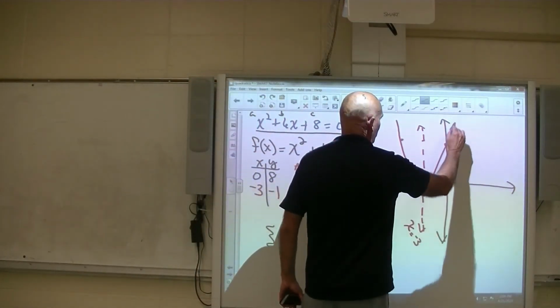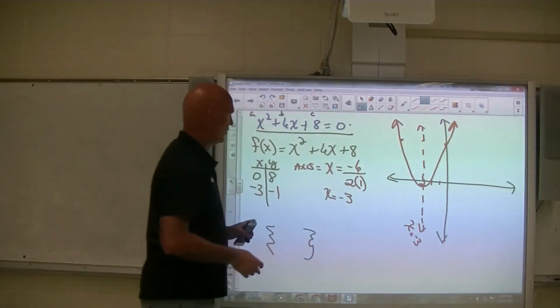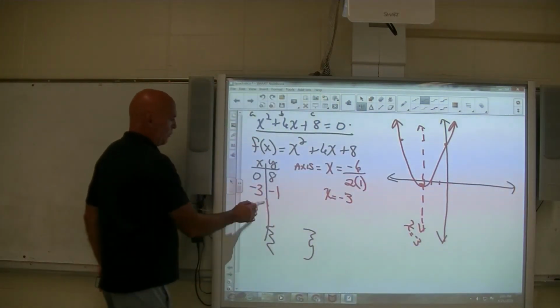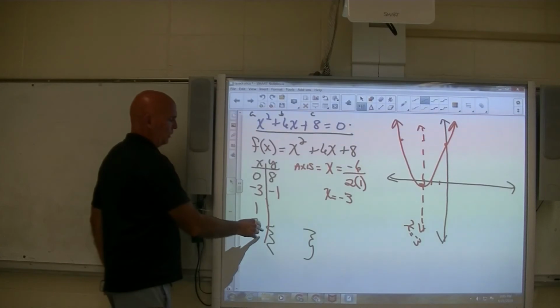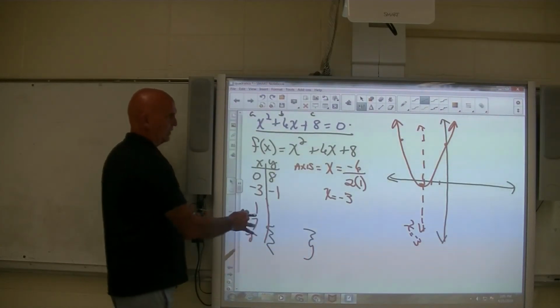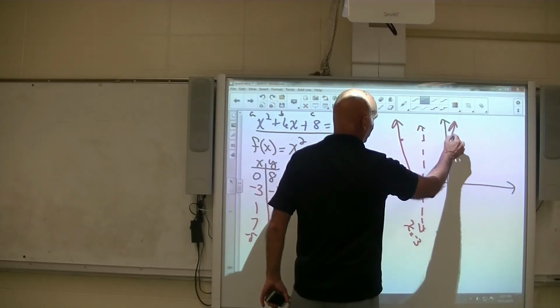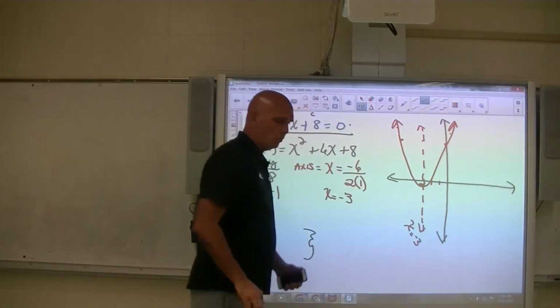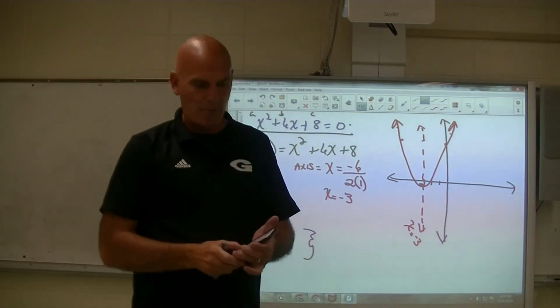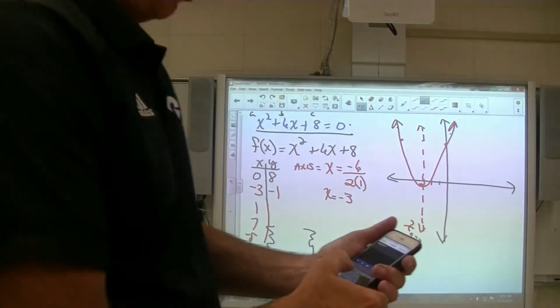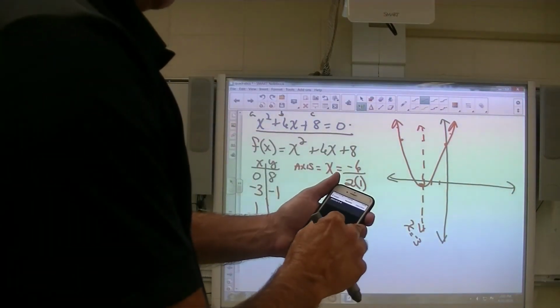If you want to, you can put in some other numbers to get more accurate, like 1, 7, negative 5, and see all these other points on the graph. But you don't necessarily have to. If you want to, you can just learn to use your app here. Let's do this real quick.